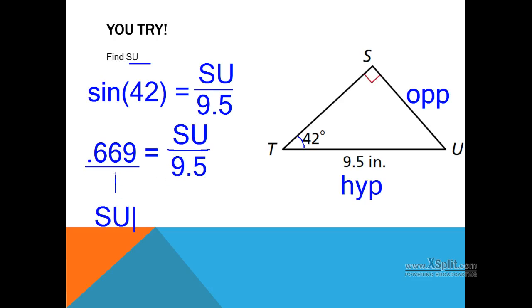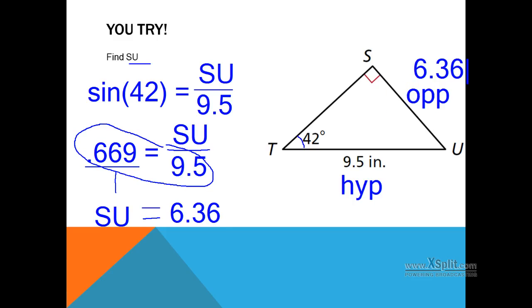In either case, as you're cross multiplying, SU times 1 is just SU, and on the other side, 9.5 times 0.669 is going to round to 6.36 or so. That leaves this side over here to be 6.36, which seems entirely reasonable. If this whole distance here is 9.5, then it seems reasonable that this distance here is 6.36.